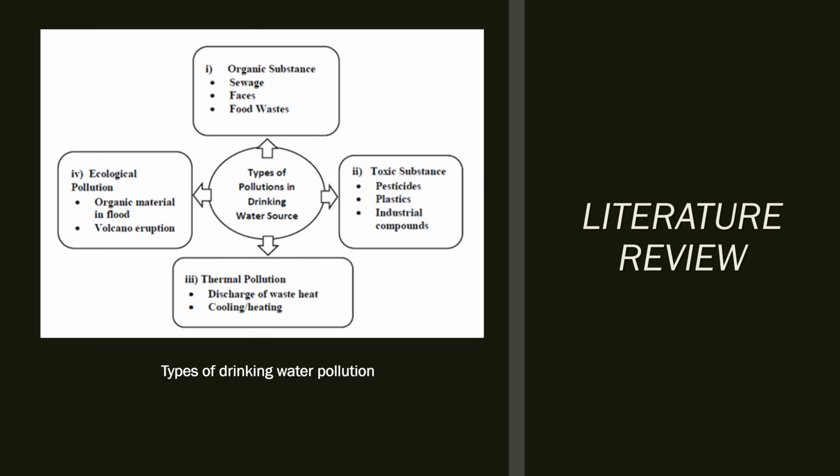For the literature review, we divided pollution in drinking water sources into four types. The first is organic substances, which are sewage, feces, and food waste. Then toxic substances: pesticides, plastics, industrial compounds. And thermal pollution, divided into two: discharge of waste heat, cooling, and heating. And the last one is ecological pollution, divided into two: organic material in floods and volcanic eruptions.